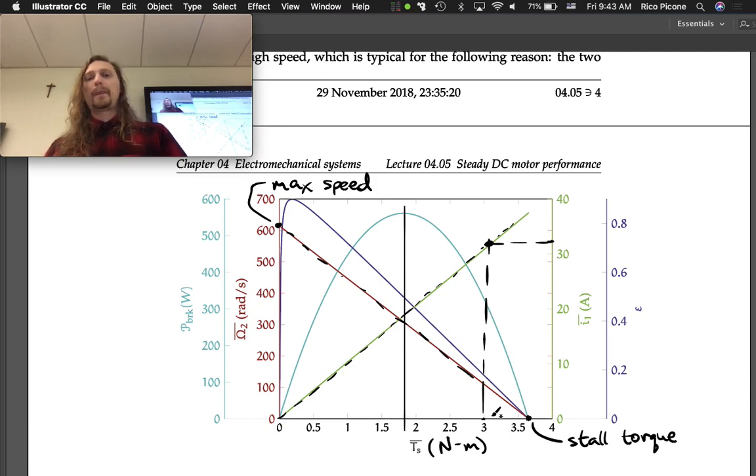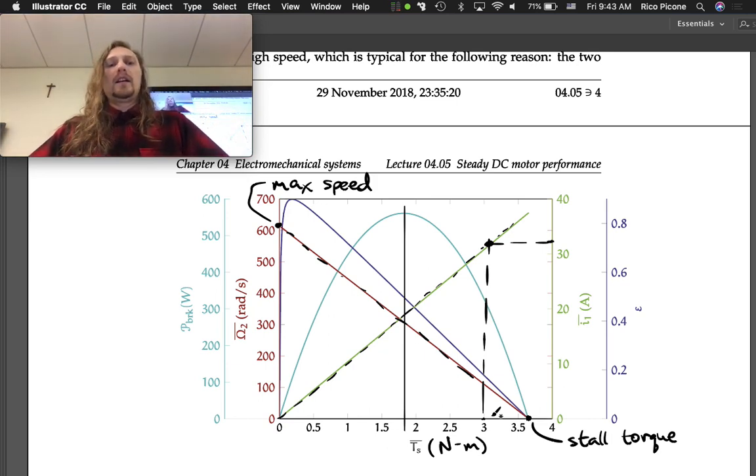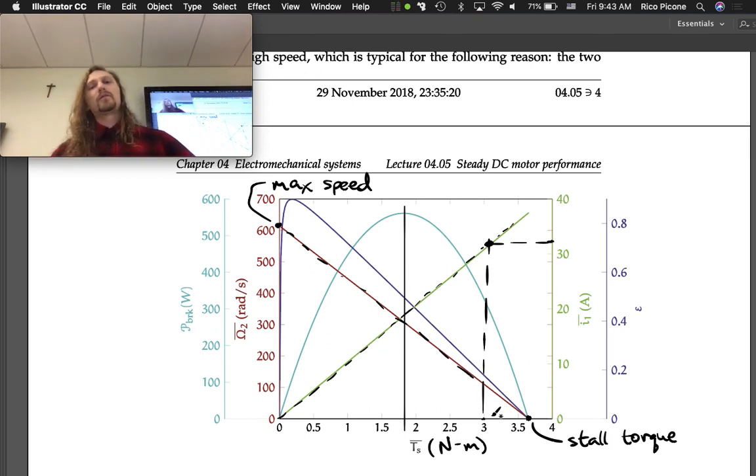And that is the torque that you want to work at if you want to deliver the maximum power to the load. The max power to the load is going to be at half of the stall torque.